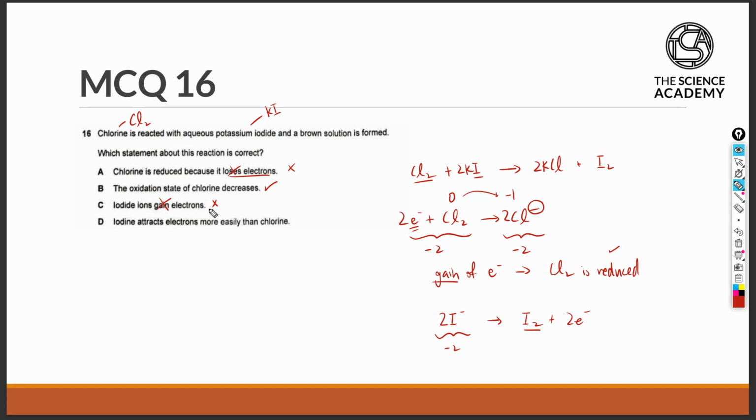Iodine attracts electrons more easily than chlorine. For iodine to attract electrons, it will become an iodide ion, and for chlorine to attract electrons, it will become a chloride ion. Balancing out the equation, this means that 1 molecule of iodine or chlorine will attract or gain 2 moles of electrons to form 2 moles of the iodide or chloride ion.